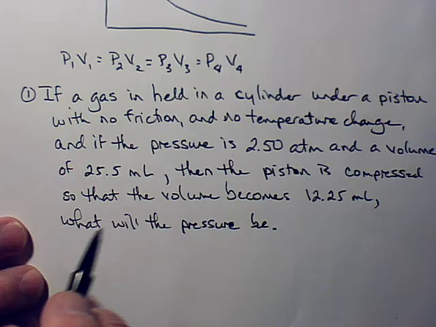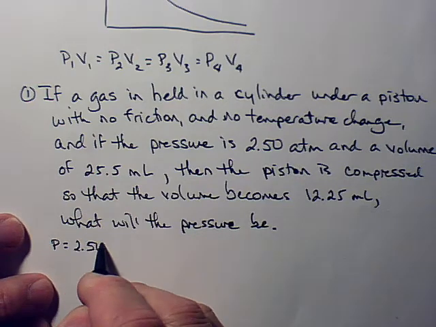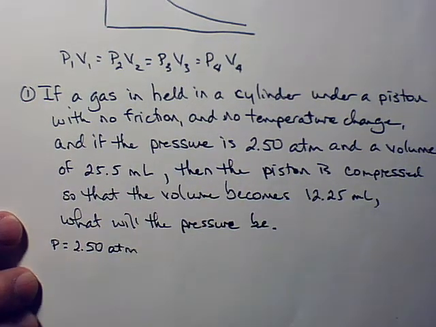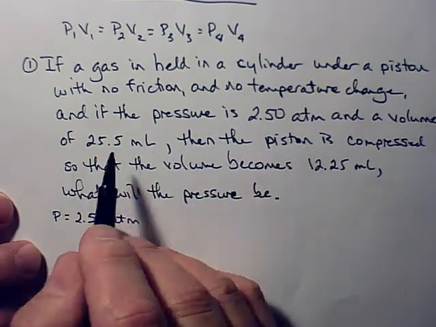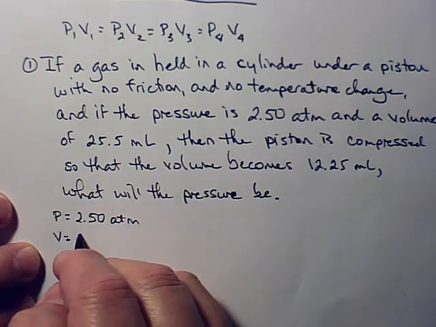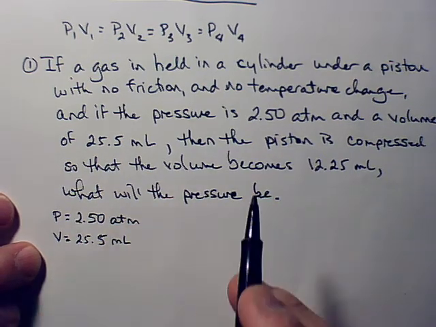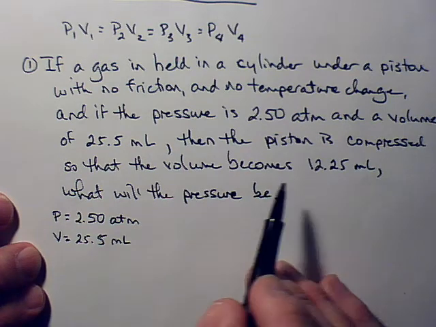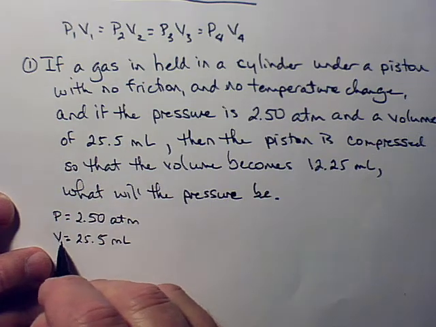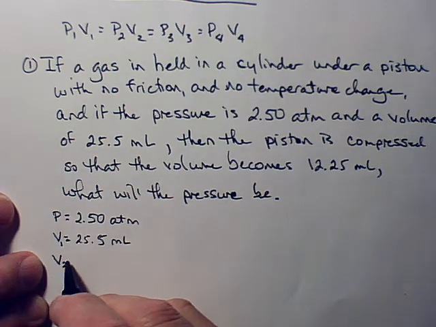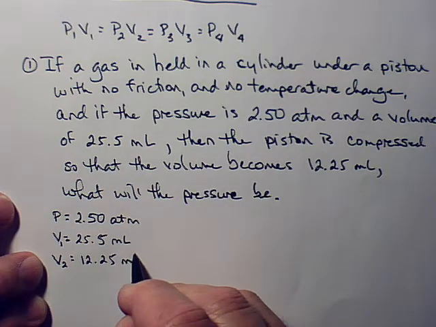So we're going to say that's pressure, using that symbol, P, and say that pressure is 2.50 atmospheres. Then we're going to look through here and read. Here's a volume, 25.5 milliliters. V is 25.5 milliliters. Read. We said the piston is compressed, so the volume becomes, well, this is a new volume. So this must be the first volume, and this must be the second volume we're getting to, 12.25 milliliters.